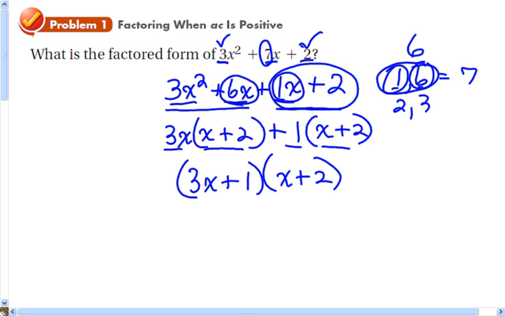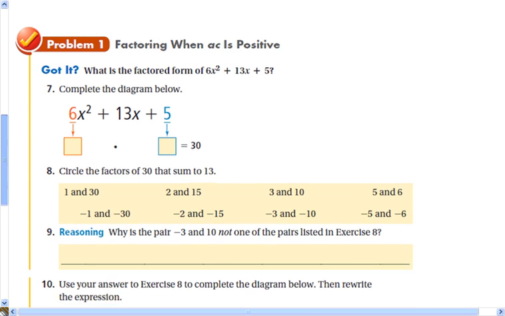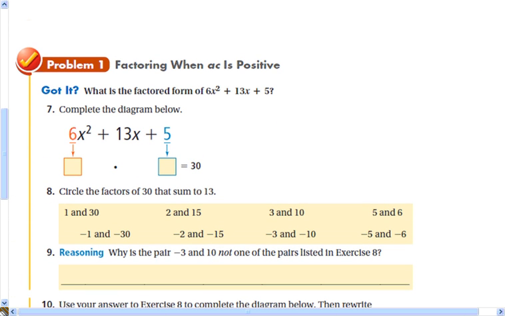All right, so go ahead, you try it. I'll just give you a hint on this one quick. So first thing you're going to do is multiply 6 times 5 and get 30, and look for two numbers that have a product of 30 and a sum of 13. Go ahead and try it.